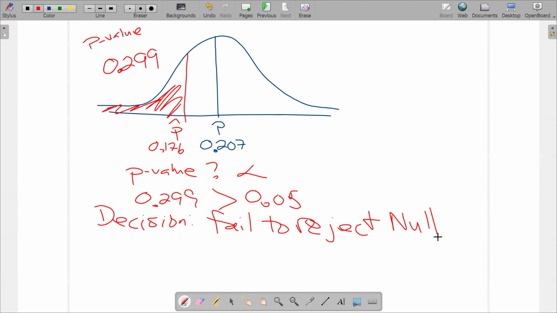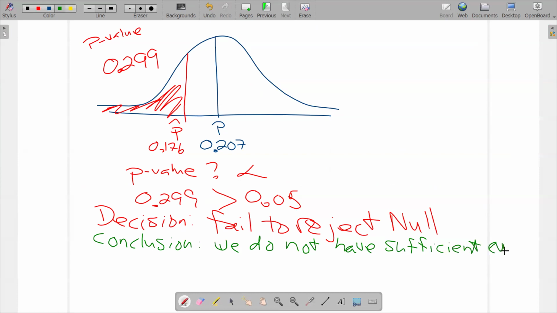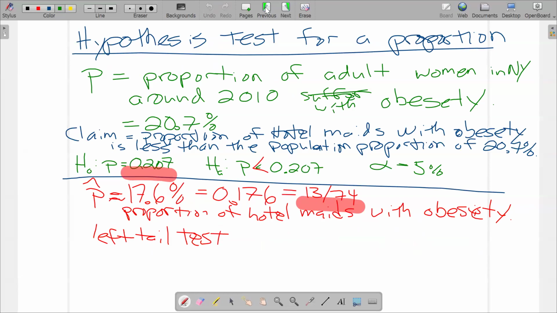If I fail to reject the null, I don't have evidence to support the alternative. That's the conclusion. You do not have sufficient evidence that, and then what comes next is whatever the alternative hypothesis happens to be. So I got to look back and see what that is. As usual, my alternative was this claim that I made there. And then I'm just going to restate that claim. And that's a conclusion.